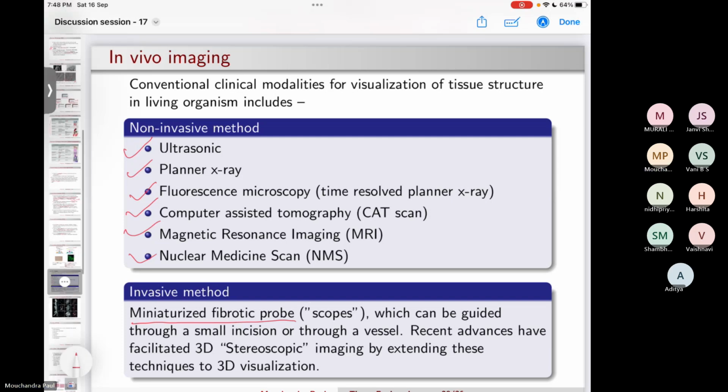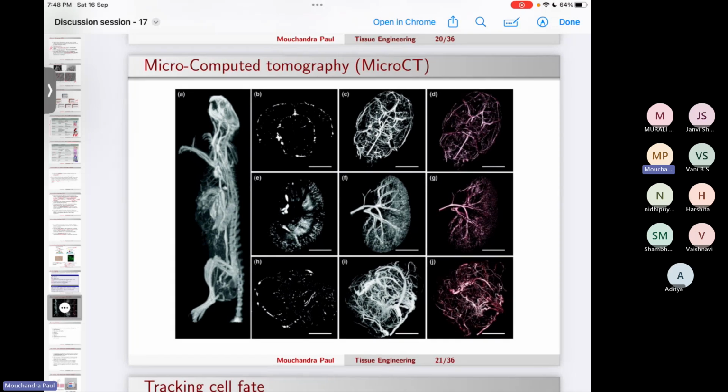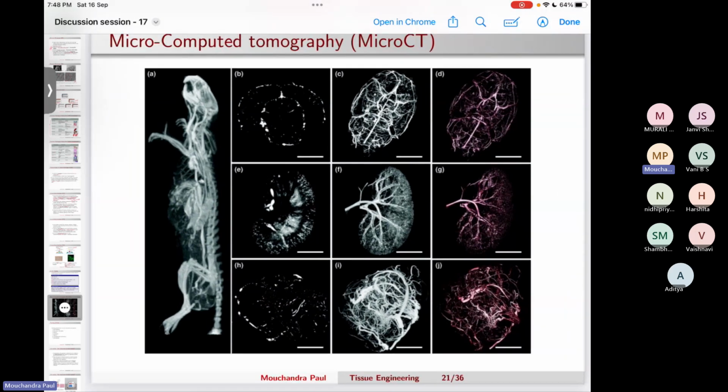Okay, so this is again an image taken from a paper, where this is an image of a micro CT, that is a CT scan but done at a micron level, meaning the resolution is at the micron level. So this is basically a mouse, and through CT scan we can see how the bones, the vasculature or the organs are present inside the body. And this is the CT scan of different organs, like this is for kidney, and this is for brain, showing how the vasculature is present.